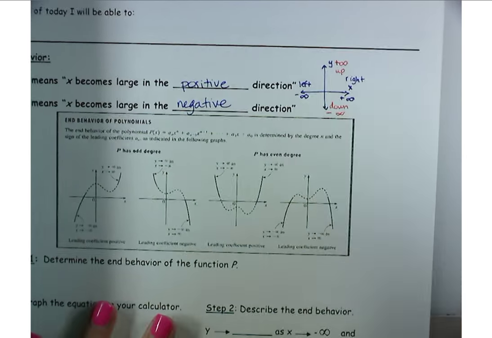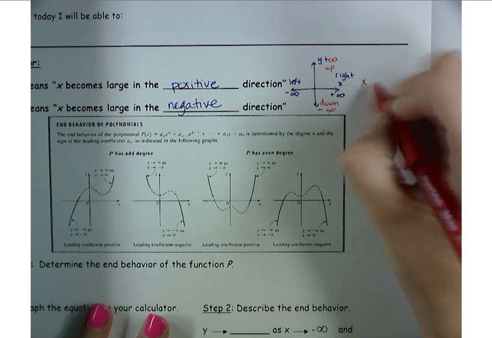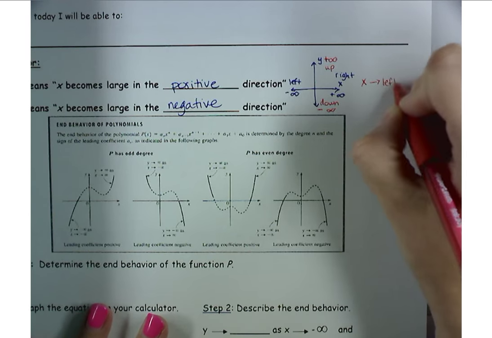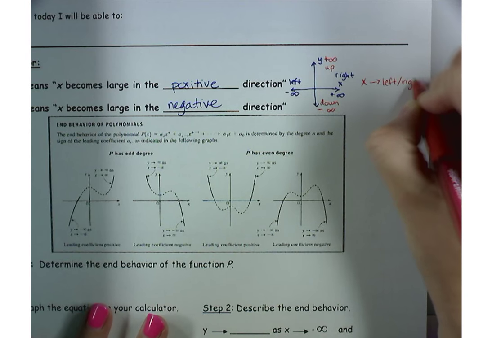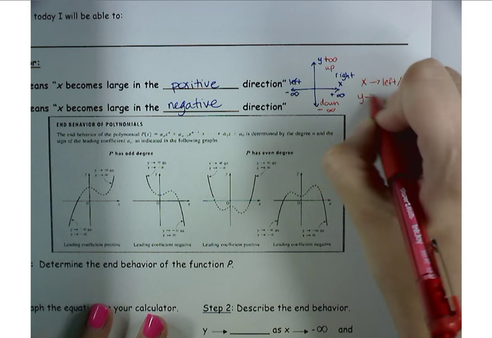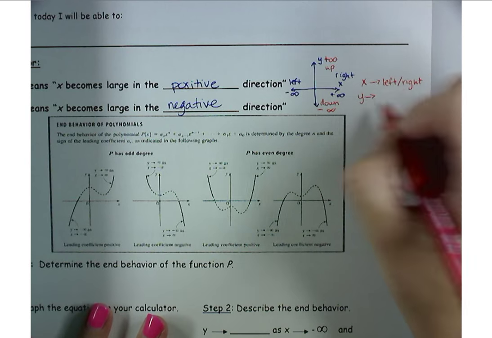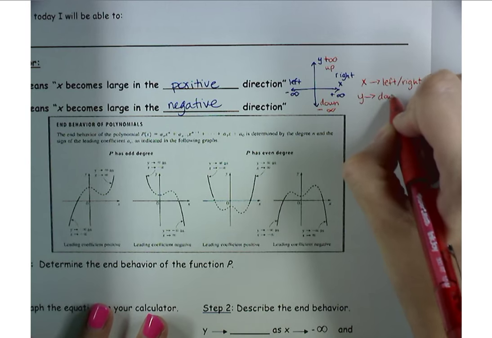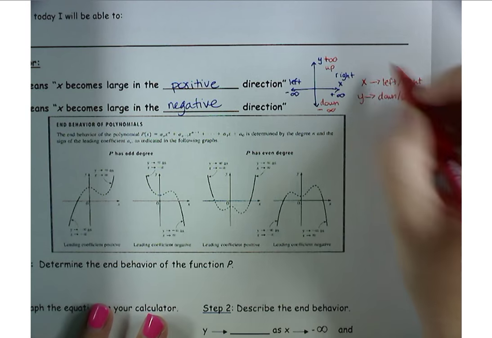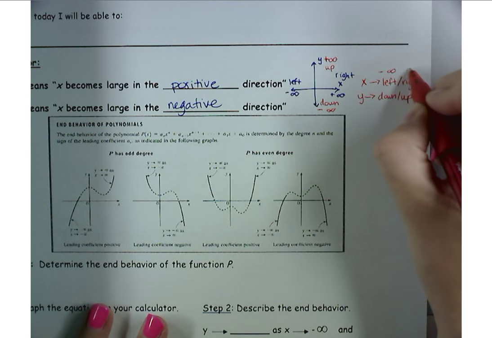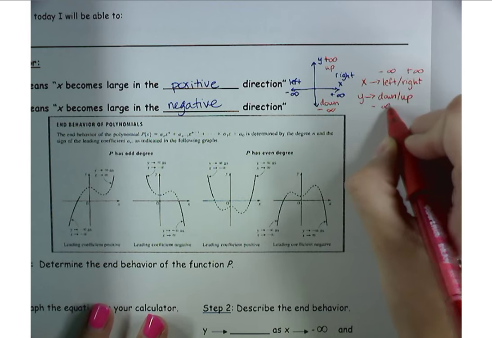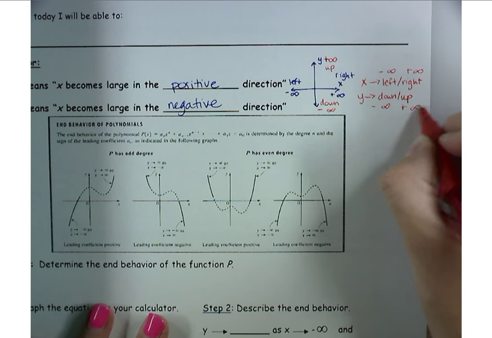Okay, so just to recap, X is telling you what happens on the left of the graph and what happens on the right of the graph. Your Y or your f of X is going to be telling you whether the graph is going down or up. With X, your left is negative infinity, your right is positive infinity. With Y, down is negative infinity and up is positive infinity.